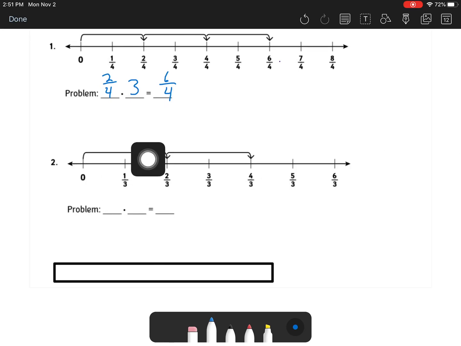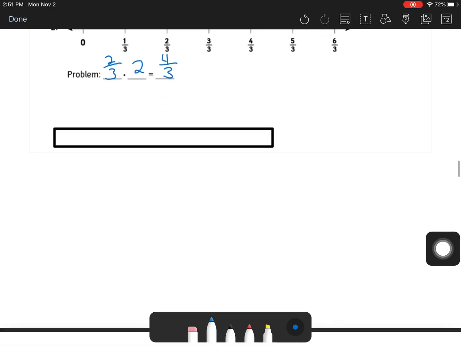The first fraction that it goes to is right here. It's 2 over 3, and then how many times do we count that? Just twice, so times 2, and where do we end up with our answer? 4 over 3. The 2 times this 2 gives us the 4, and the denominator stays 3 for that one.